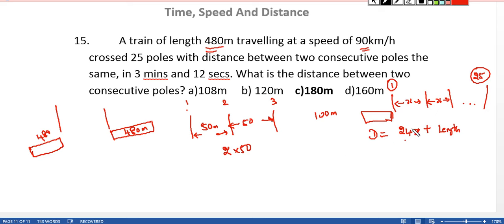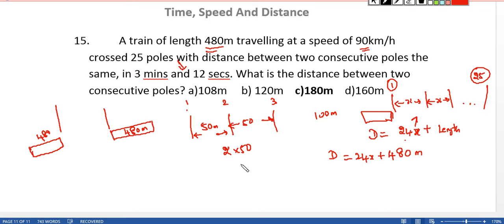So they are asking what this x is, what's the distance between two consecutive poles. That's what they are asking. They have also given us the time, 3 minutes 12 seconds. So let's just do that. Distance here is 24x plus 480 meter, right? Okay, this is our distance, and this is equal to speed into time.